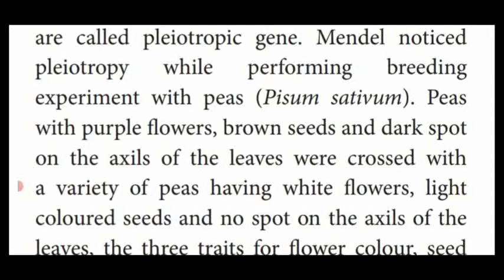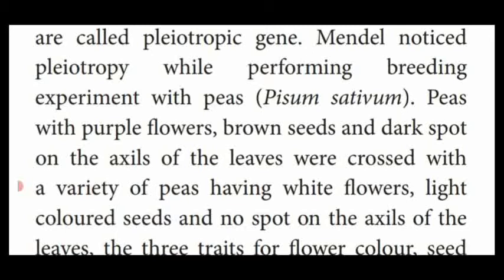Mendel noticed this type of pleiotropy in the garden pea plant, Pisum sativum. Peas with purple color, brown seeds, and a dark spot in the axil of the leaves were crossed. See what the multiple characters are. Pea plants with purple color flowers. Another one, the seed is brown in color. And the leaves which have a dark colored spot in the axils.